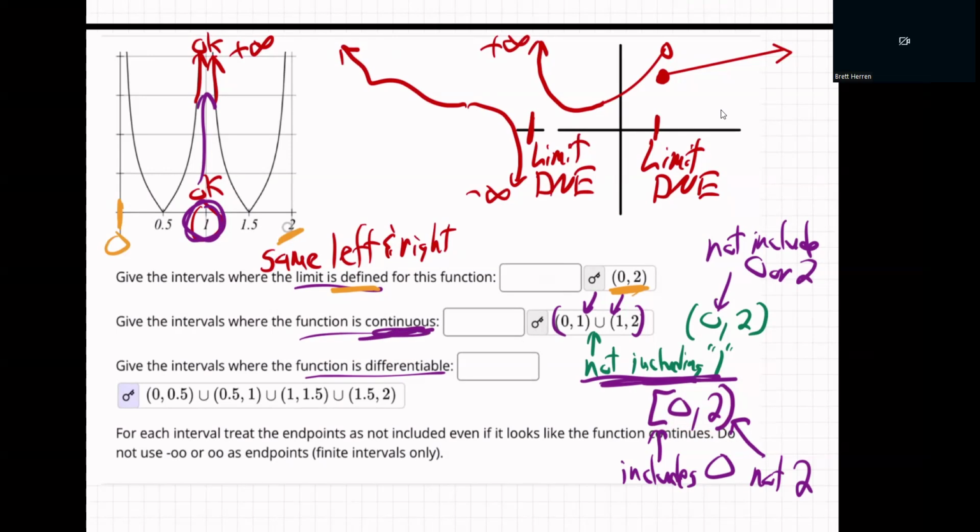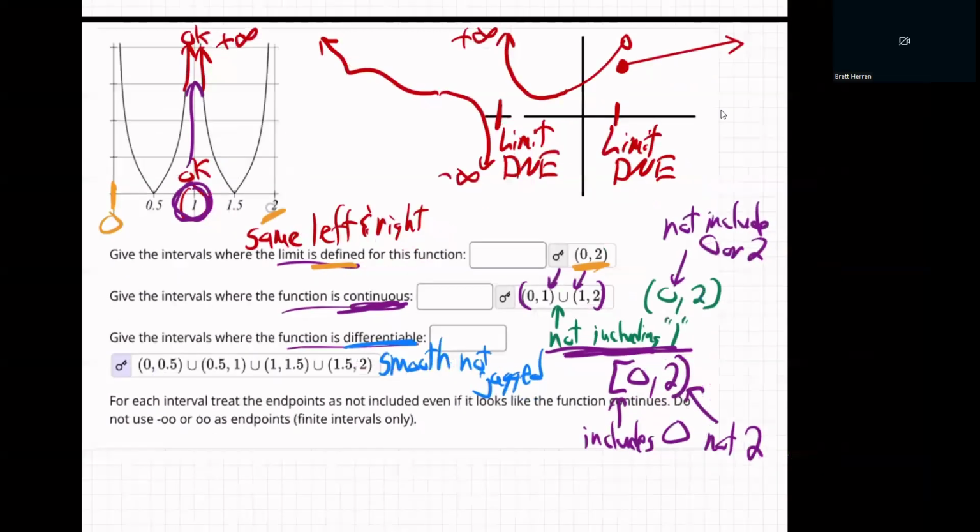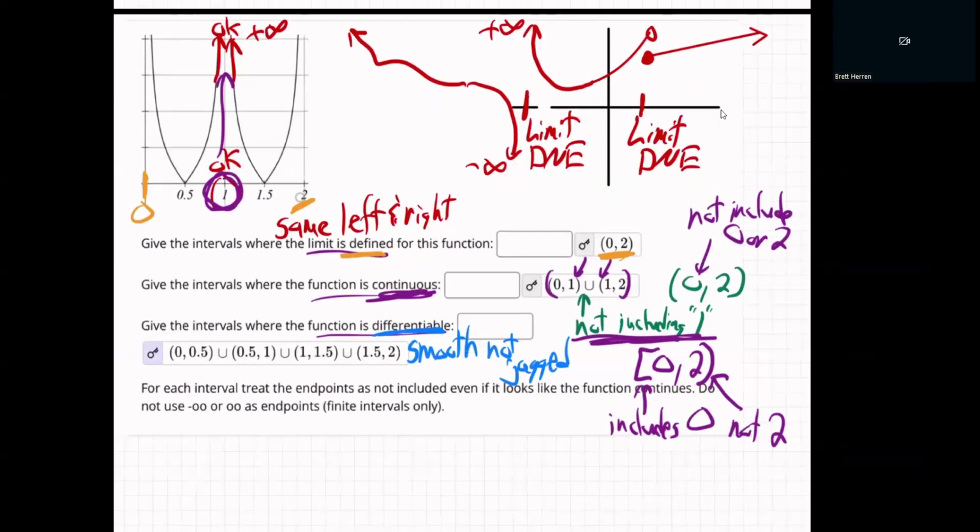Last question. Where is the function differentiable? What does differentiable mean? It means smooth, not jagged. Smooth, not jagged. What do I mean? Let me draw a little example of a graph again. Say you've got a graph and you've got a function. It kind of comes up like that and goes down like that. That would be a jagged point. It's not smooth there. So differentiable means smooth.